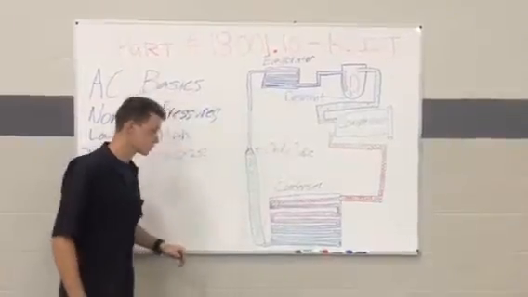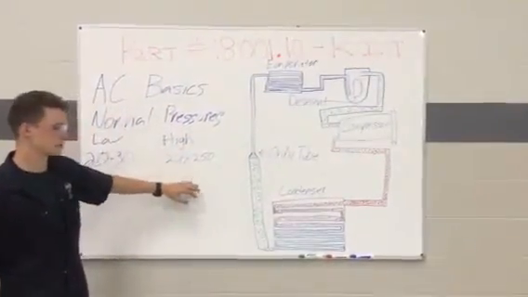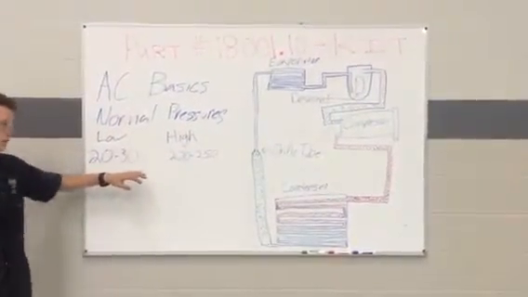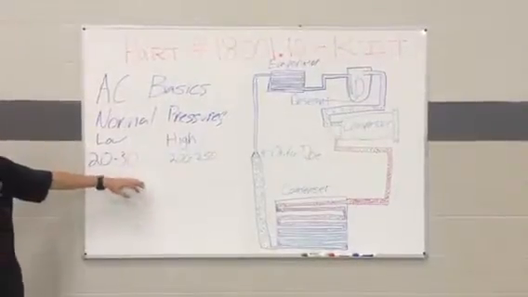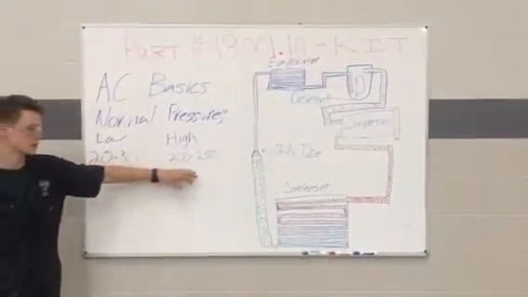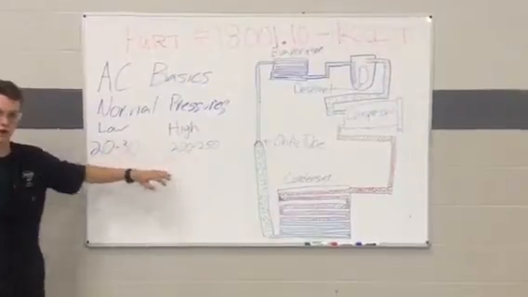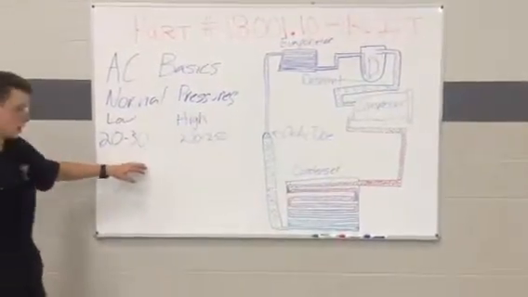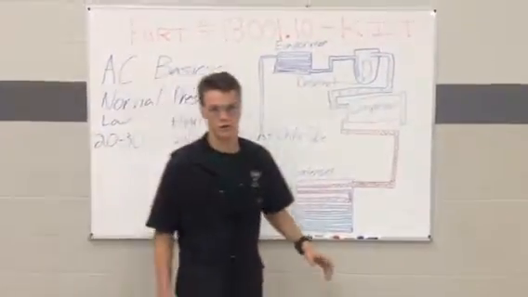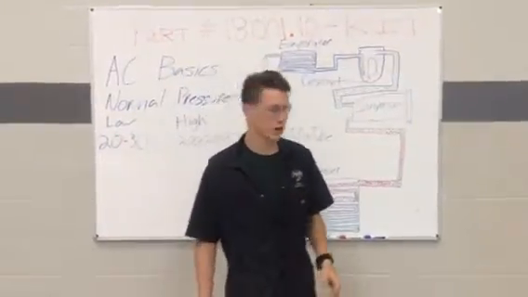Now, when you go to check your AC systems, you're going to put a set of gauges on it, and you're going to look at your different pressures. Your typical normal pressures on your high side are going to be from 200 to 250, and on your low side 20 to 30. Now that's going to change, obviously, based on your temperature and the humidity in the air.